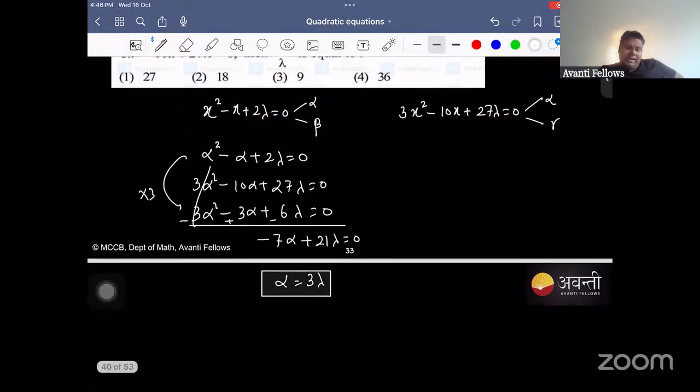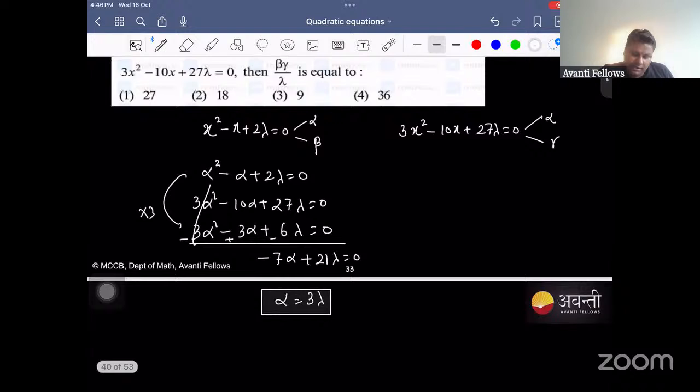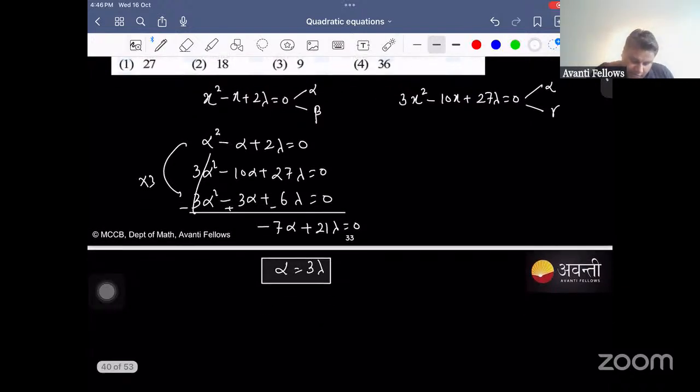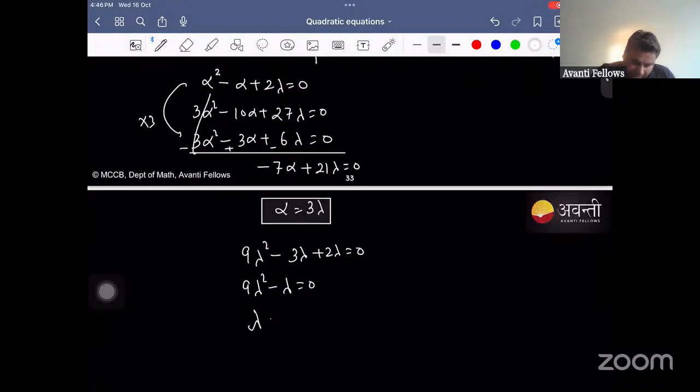Now alpha is 3 lambda. It will satisfy the first equation. I put the value in the first equation. So I get 9 lambda square minus 3 lambda plus 2 lambda equals 0. So it is 9 lambda square minus lambda equals 0. So either lambda is 0 or lambda is 1 by 9.